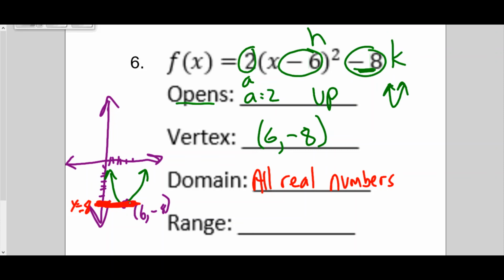The reason why I'm doing that is because I want to just see, does my graph lie above that Y value of my vertex, or does my graph lie below it? So notice my graph is above. So I would say for my range, it's Y is greater than or equal to -8. Because when I stretched this line out, I noticed my graph was all above that line. So my range is Y is greater than or equal to -8.